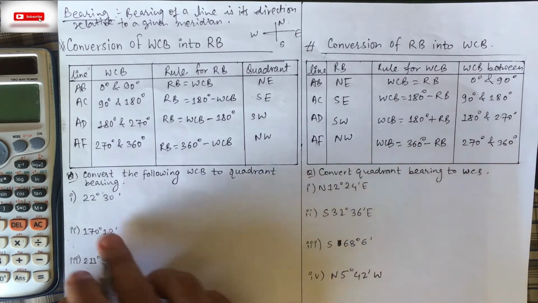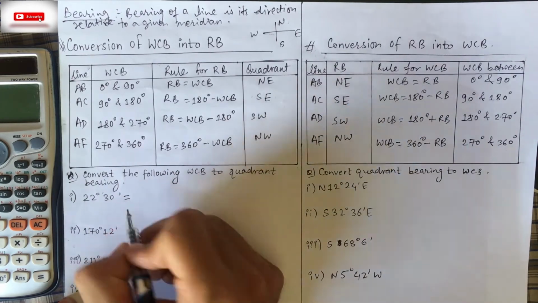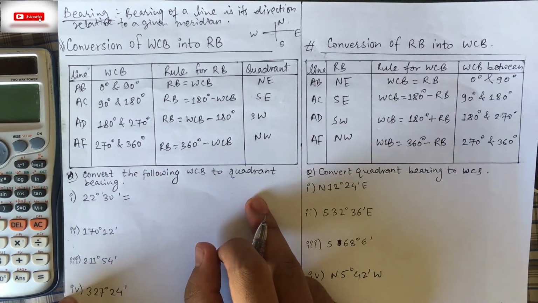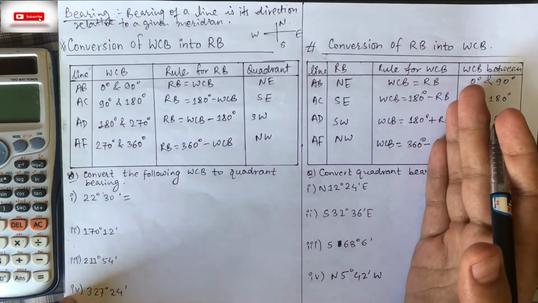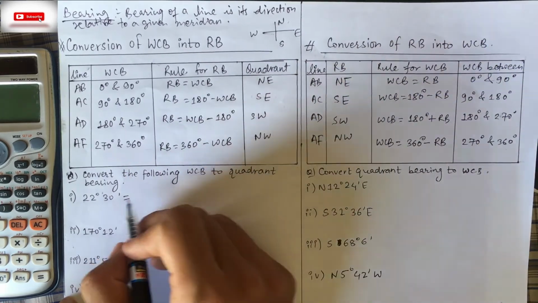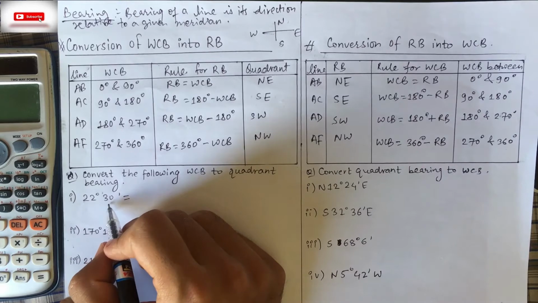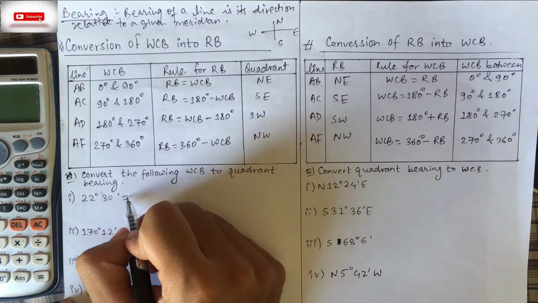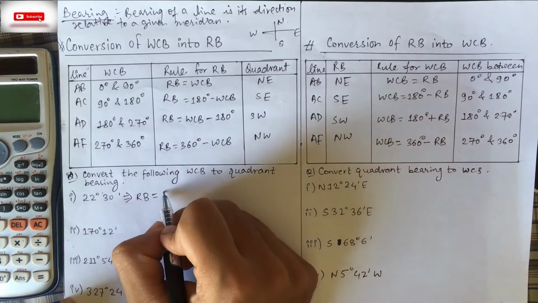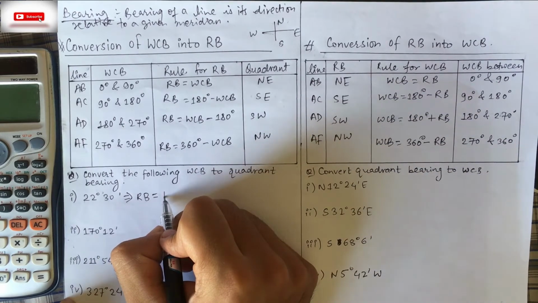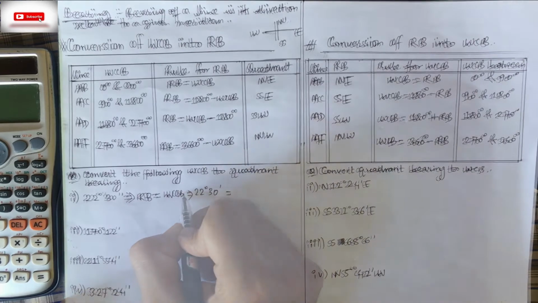Let's solve now. For 22 degree 30 minutes we have to change into quadrant bearing, so we'll use this table. I have separately written the question here. So see here, 22 degree 30 minutes. RB is equal to WCB minus.